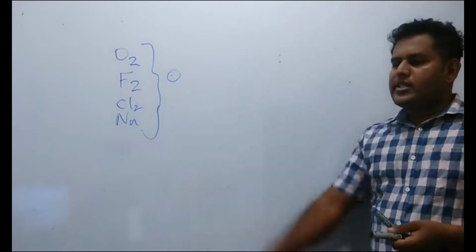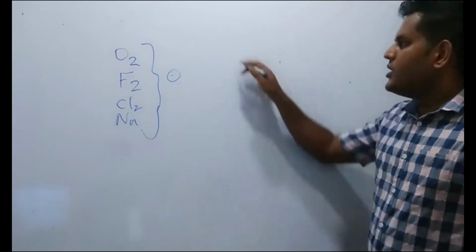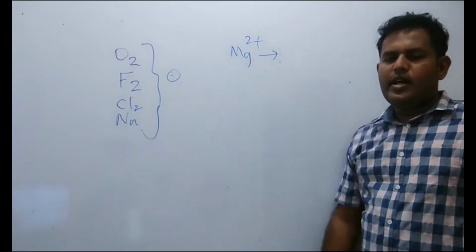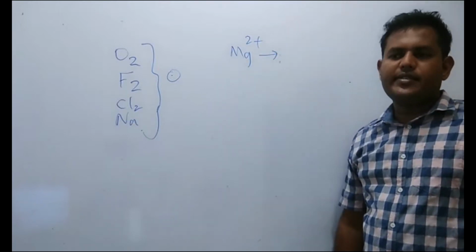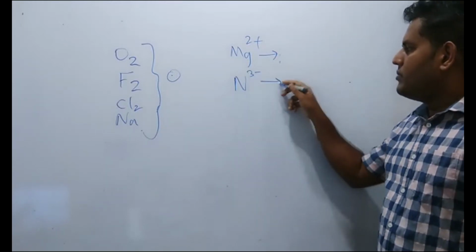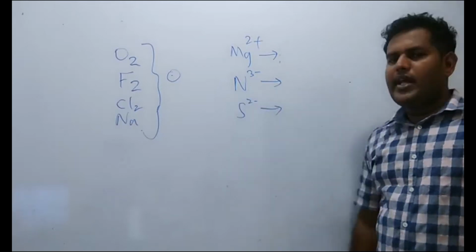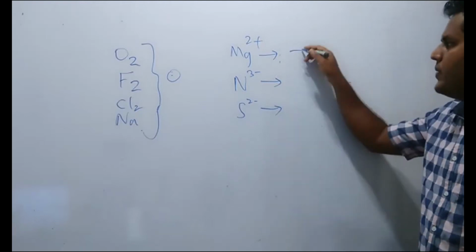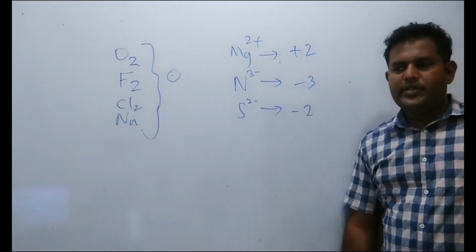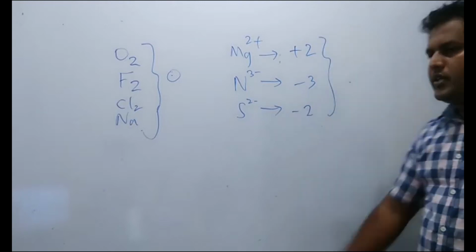Next rule for the oxidation number. In an ion, oxidation number is equal to charge. If you get magnesium 2+, what is the oxidation number? In an ion, oxidation number is the charge. Easy. Right? N3-, what is the oxidation number? S2-, what is the oxidation number? So in an ion, oxidation number is equal to charge. So this is +2, -3, and -2. Right? Yes. Next.